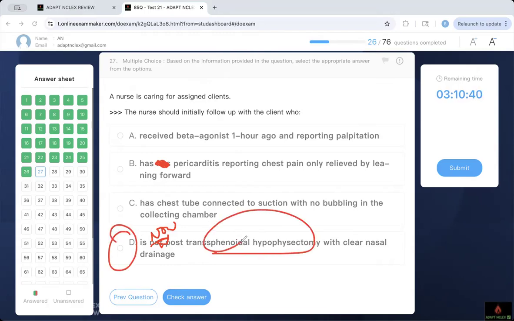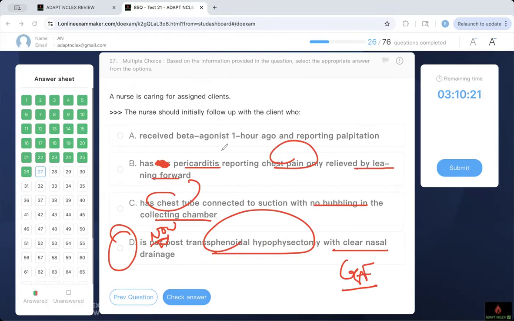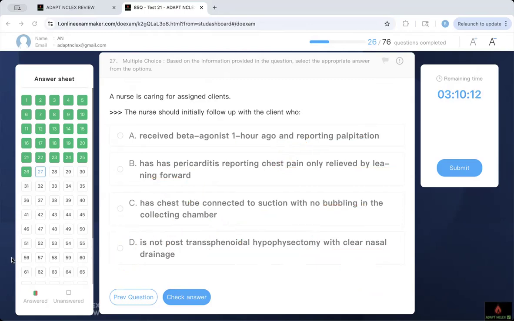This is pituitary surgery, and clear nasal discharge is a CSF leak. This can develop into meningitis. If you have a chest tube, and there's no bubbling in the collecting chamber, there shouldn't be any bubbling. That's good. Pericarditis, you can have chest pain, but it can be relieved by leaning forward. That's good. If you had a beta agonist 1 hour ago, you're going to have palpitations. Therefore, the right answer is D. That's the patient we should see.